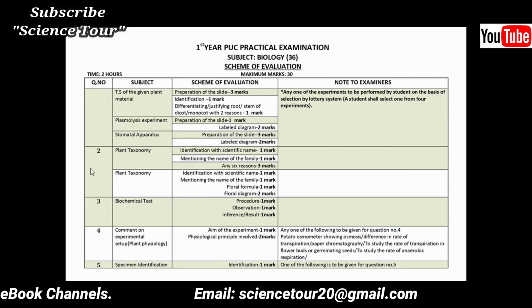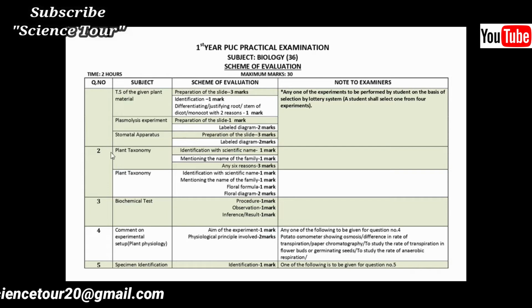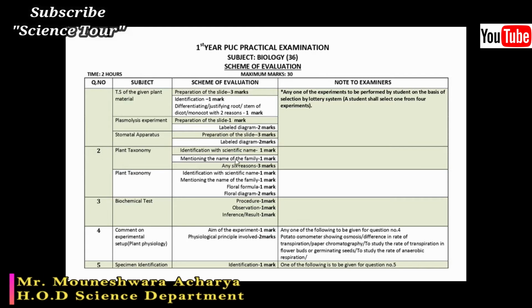Then question number 2 is on plant taxonomy. What is taxonomy? Categorizing the plant. Identification with scientific name 1 mark. Mentioning the name of the family 1 mark. Any 6 reasons 3 marks. Then, that means choice is there, right?